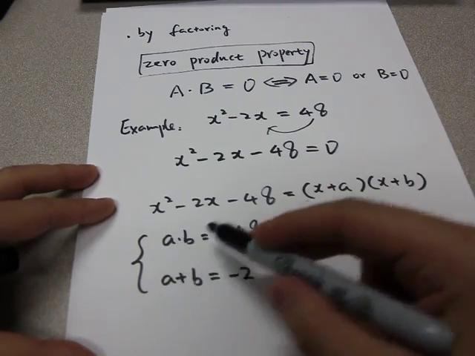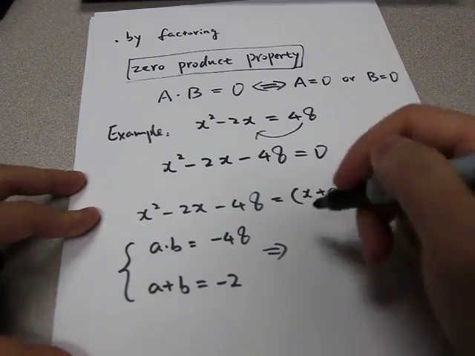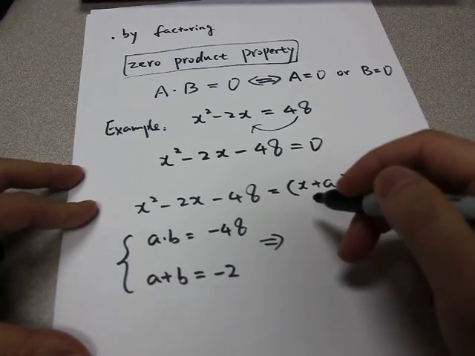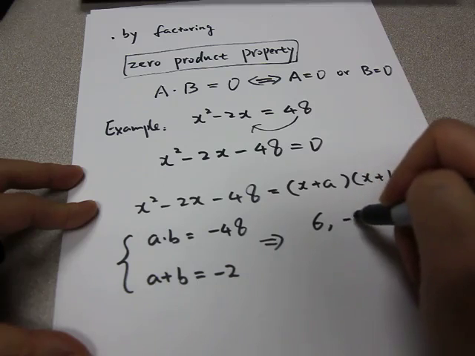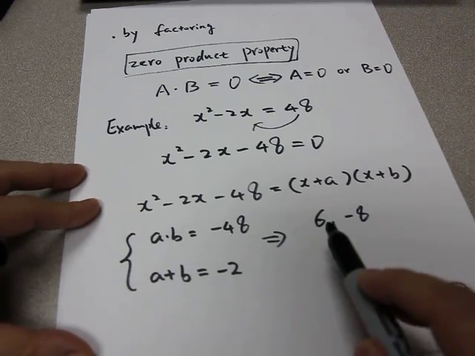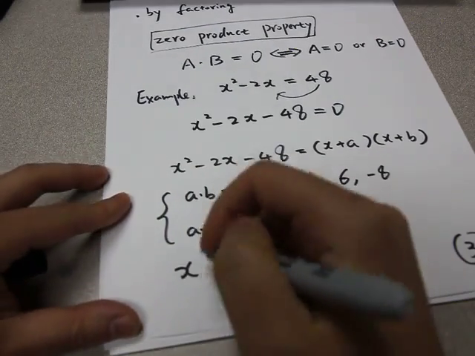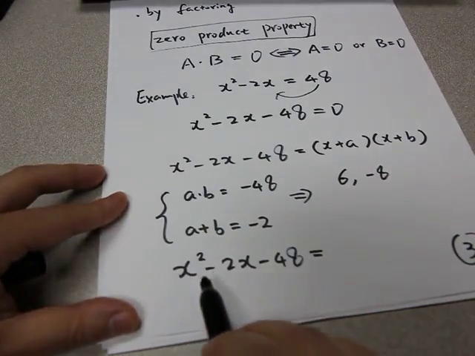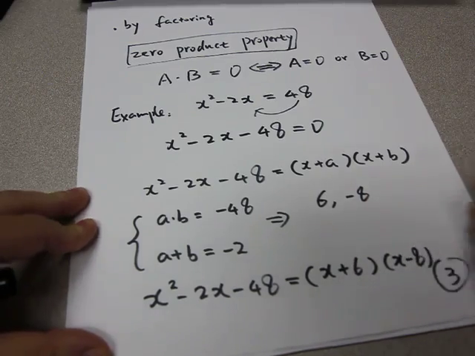And we can find these two numbers using these two conditions. Because since a times b equals negative 48, that means a and b are factors of 48. And because a plus b equals negative 2, these are positive 6 and negative 8, right? 6 times negative 8 equals negative 48, and 6 plus negative 8 equals negative 2. Therefore, we can factor this polynomial into x plus 6 times x minus 8.